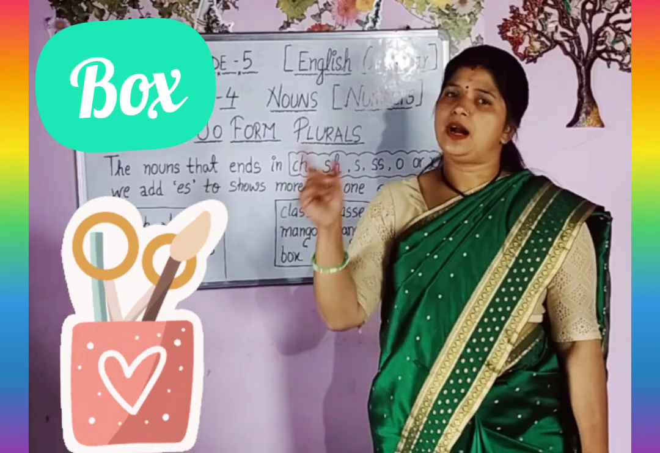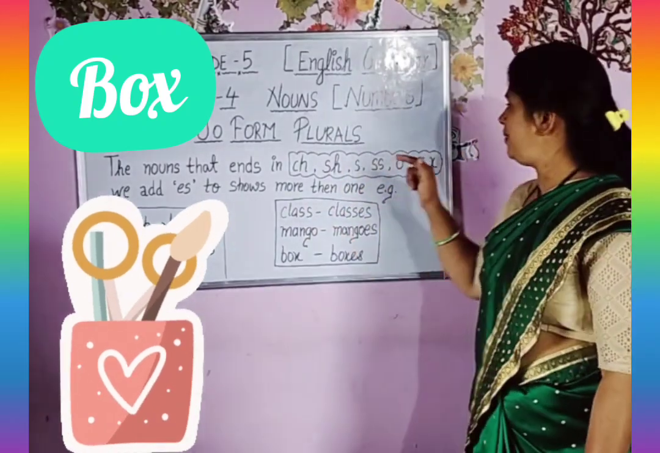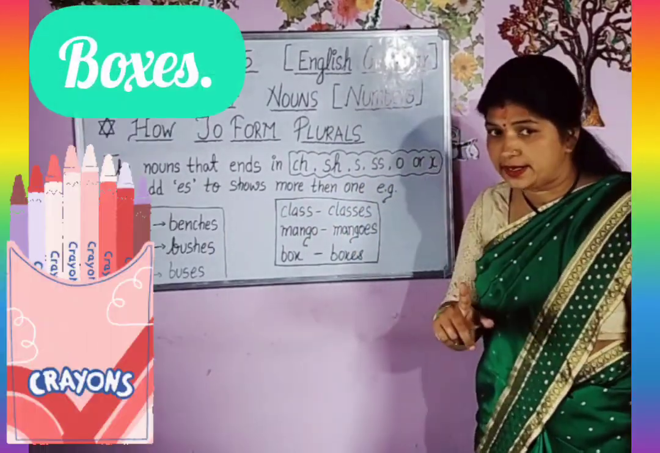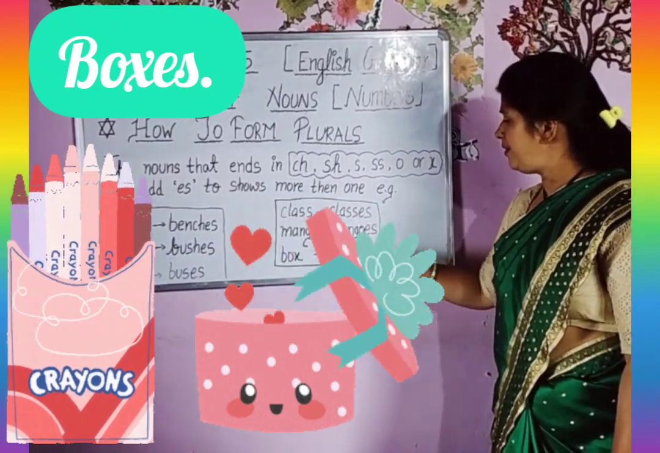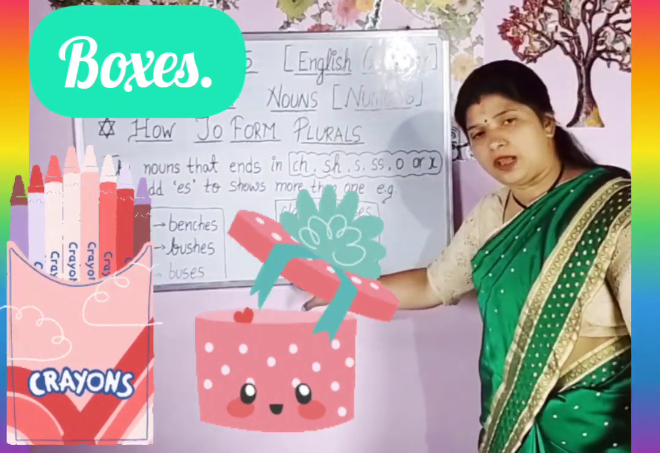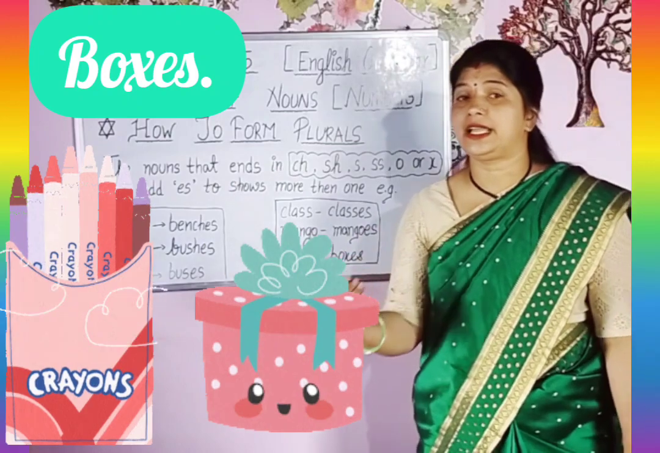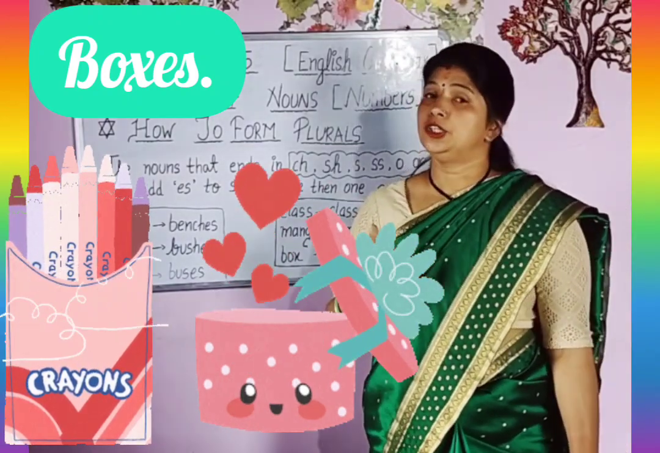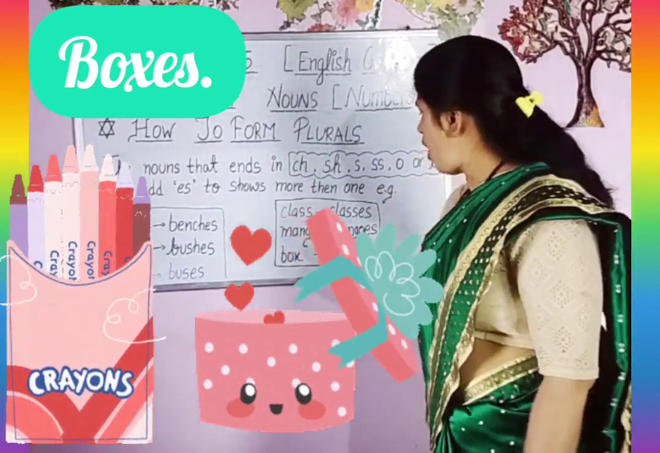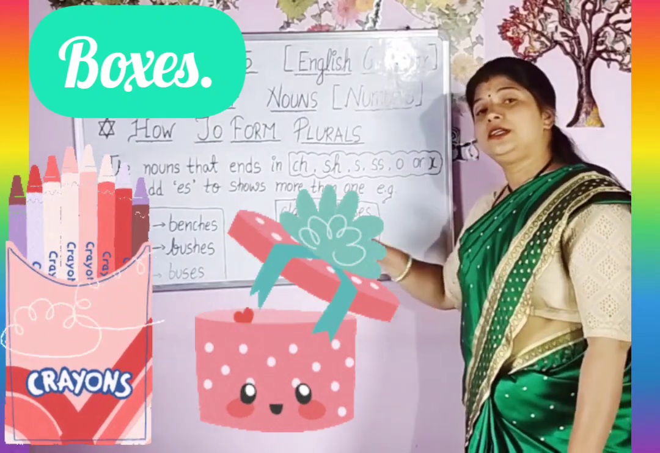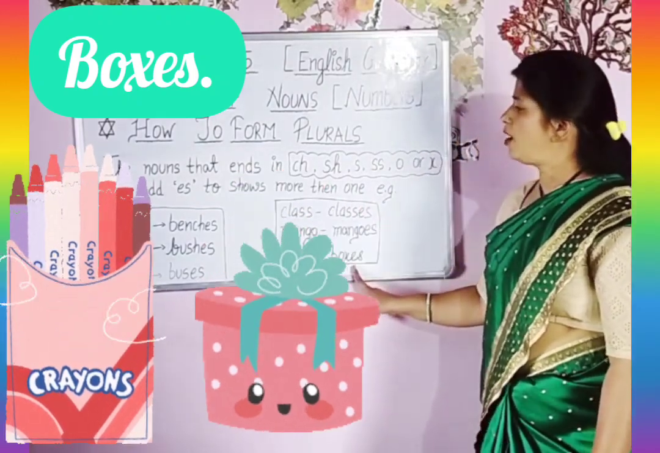Now the last one, according to the rule, is the word box, B-O-X. Again I have said that if there is X at the end, we add ES to the singular form. So it will become boxes. One box, and if many boxes are there, boxes.